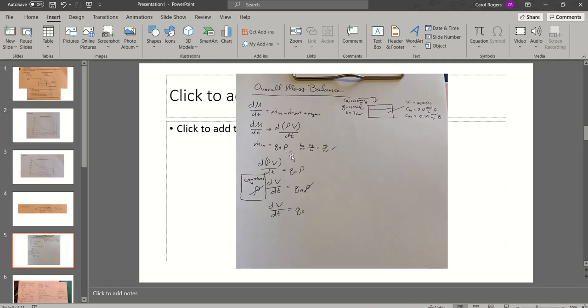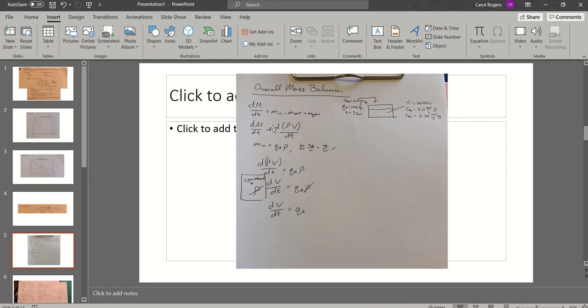You can convince yourself of this using the units. The units of QA is liters per hour. The units of rho is kilograms per liter. When you multiply those two together, you get kilograms per hour, which is the rate at which the inlet stream is flowing.